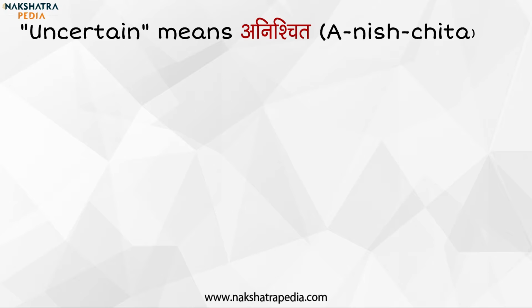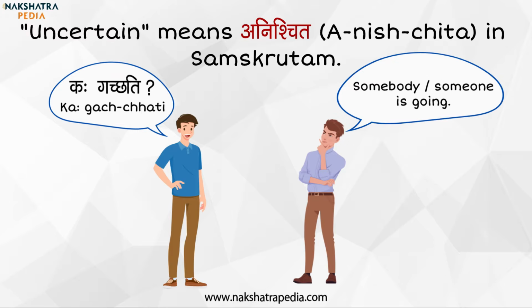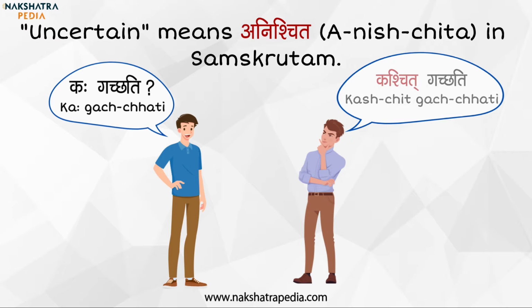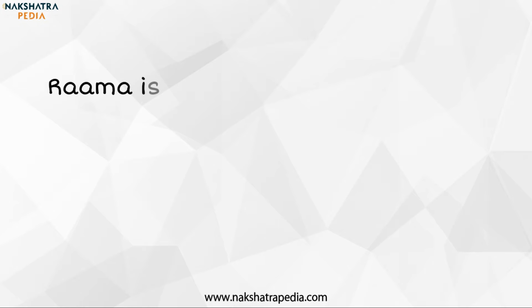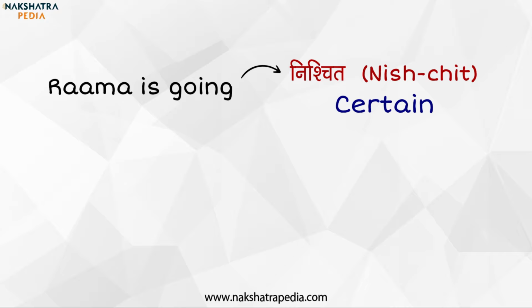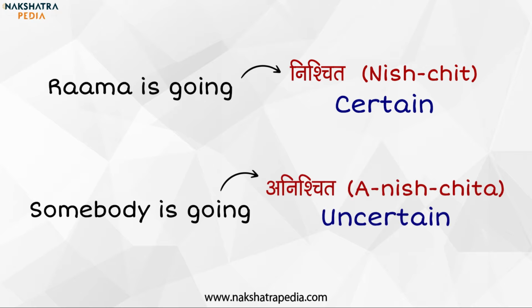Uncertain means anishchit in Samskrutam. So if you convert this very sentence, somebody is going, into Samskrutam, then the answer will be Kaschit gacchati or Kaschana gacchati. Both the replies mean the same. So in the first sentence, Ram is going, the answer was certain, that is nishchita. But in the second, it was not, that is uncertain, meaning anishchita.